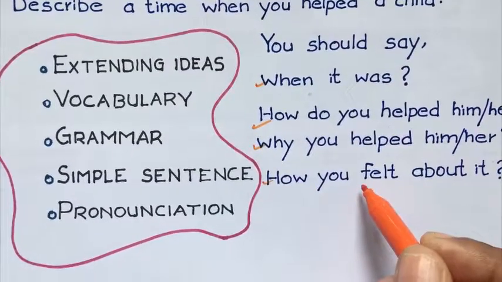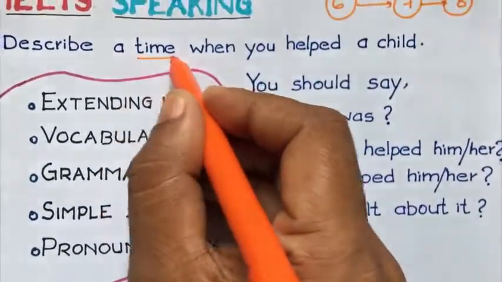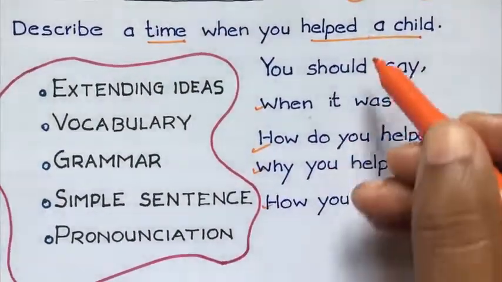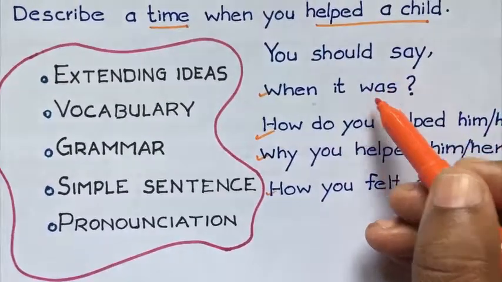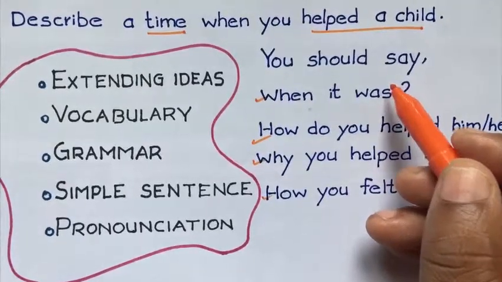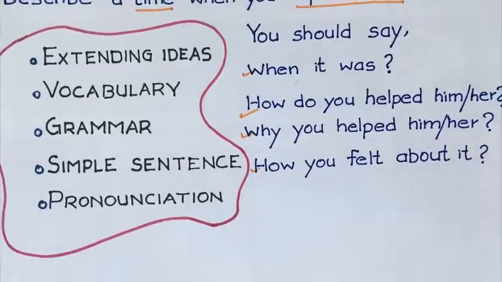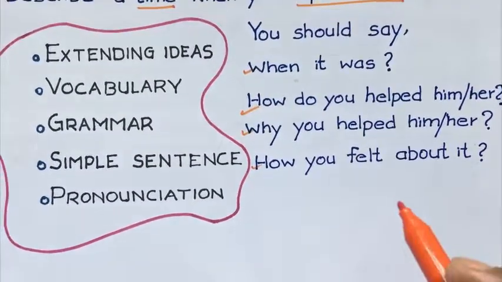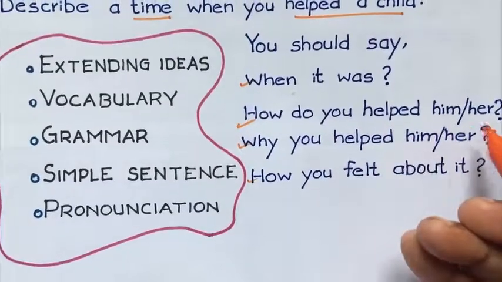So when you are going to talk about a topic like a time when you helped a child, it is very important to understand when it was. Even though you do not know exactly when it happened, approximately you could say some time. So it is always best to use some examples. For example, how did you help him or her?